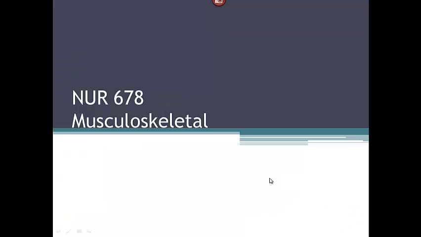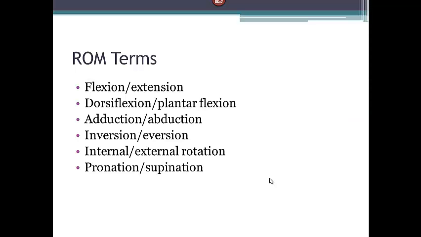Okay, good morning. Today we'll discuss musculoskeletal, and since the PowerPoint has over 70 slides, we will divide the presentation in two videos. Okay, let's start with range of motion terms.